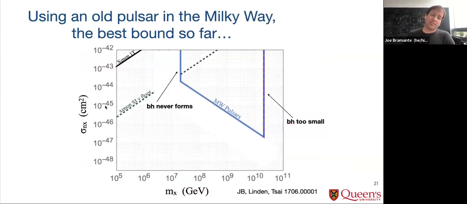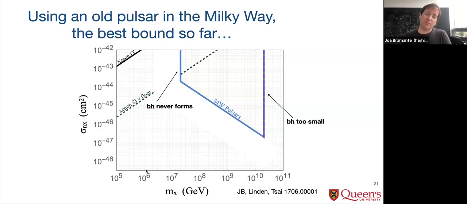And I've blanked out here some new searches for this kind of phenomenon and just shown you the current bound. So this is from an old Milky Way pulsar. And actually it's confirmed by looking at a few different pulsars and confirming their ages, which are billions of years old. You can already set a bound on asymmetric dark matter with cross-section shown here, which is much below the current or future direct detection bounds at high dark matter masses.